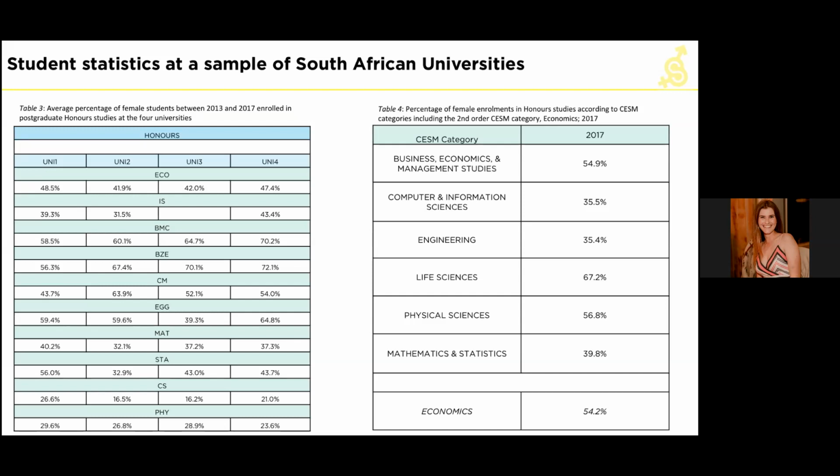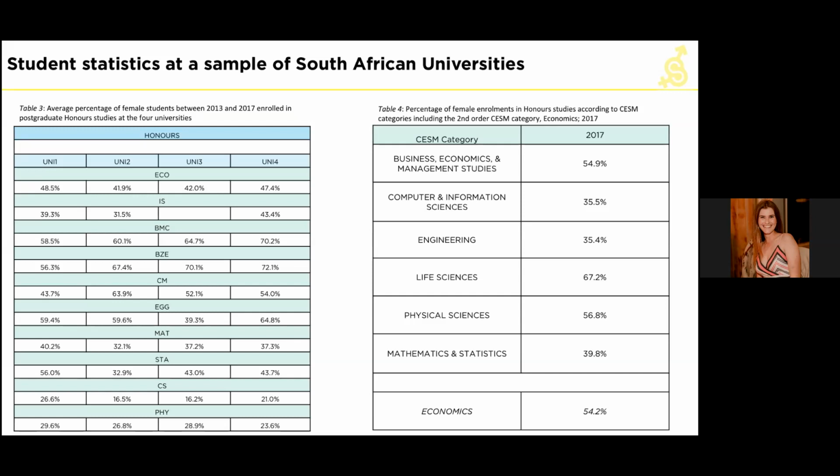Furthermore, the average female enrollments for economics honours for each university is low compared to the national average of 54.2%, as seen here in table 4, and is much lower than the percentage share of female enrollments for honours studies across all subjects, which was 63.5%.